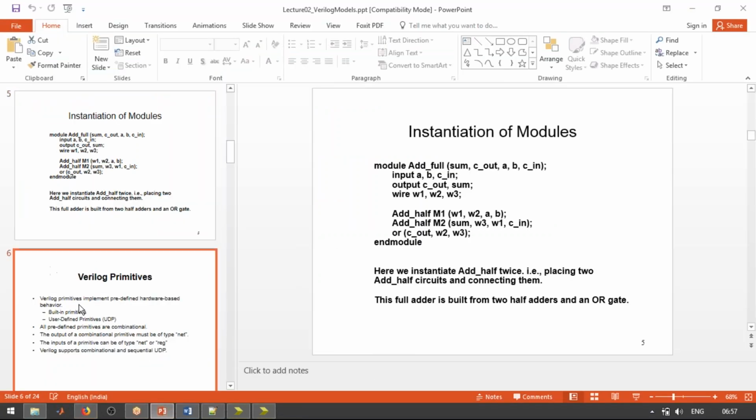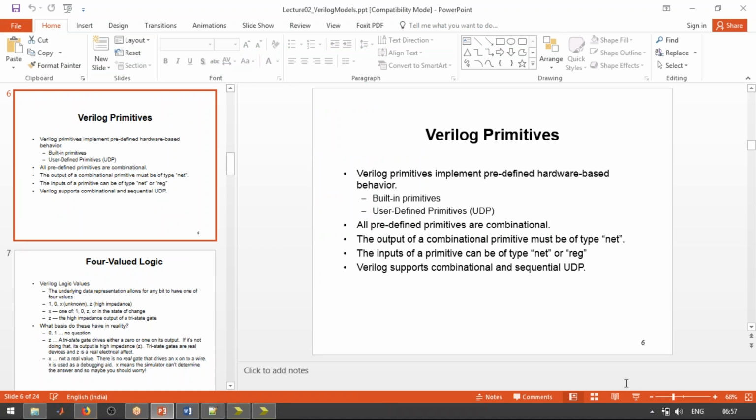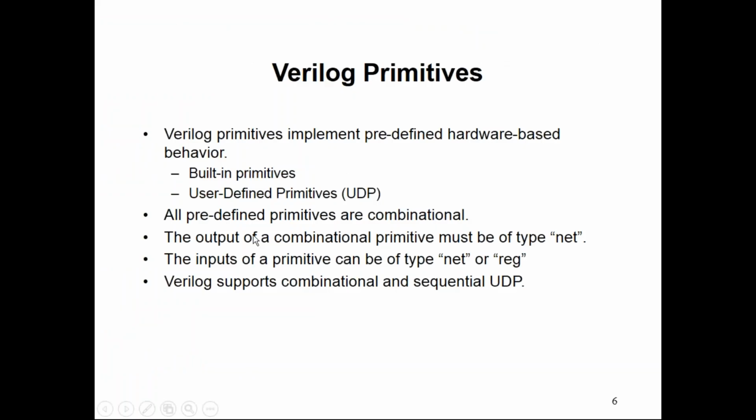Next one is Verilog primitives. Primitives are predefined logic gates, and you have another option, which is user defined primitives. Whenever you write a user defined primitive, it must have only one output, and you may have a number of inputs. All the predefined primitives are combinational and of type net, that means a wire. The inputs of a primitive can be of any type, whether a register or a net variable.